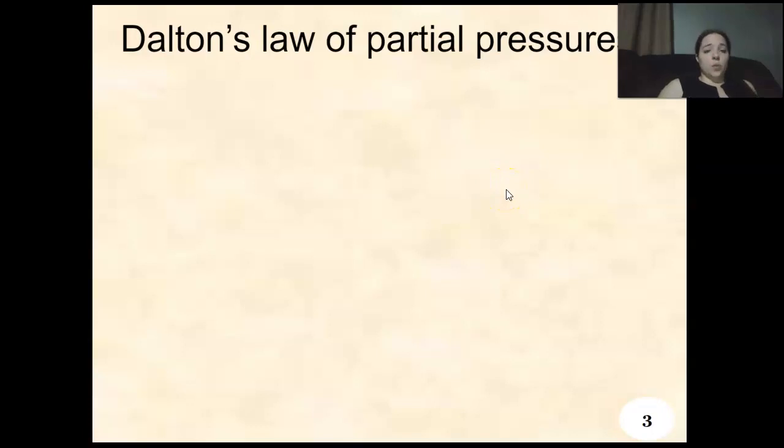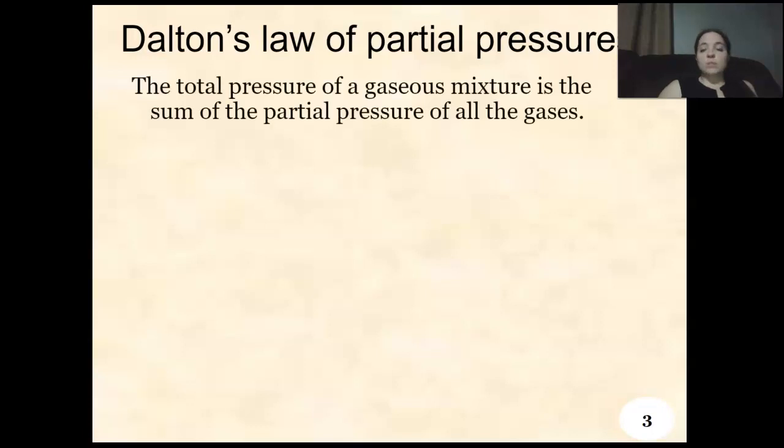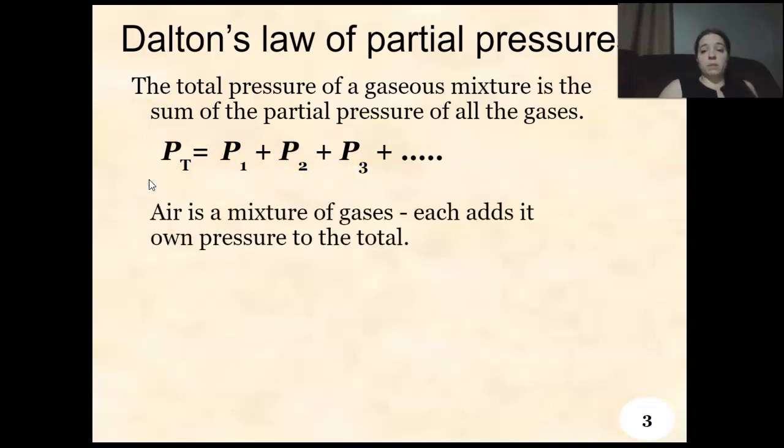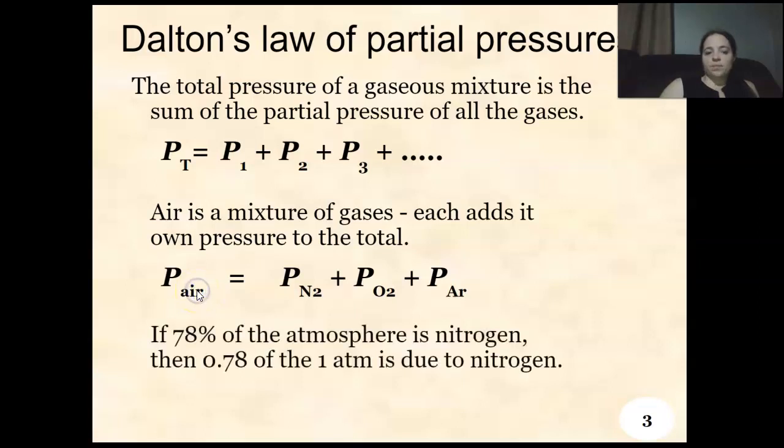Dalton's law, that's another one. It's partial pressures. This one's a real easy one, guys. The total pressure of a gaseous mixture is the sum of the partial pressures of all the gases, aka this pressure plus this pressure plus this pressure gives you the total pressure. Air is a mixture of gases. Each adds its own pressure to the total amount of pressure on us. For instance, nitrogen has its own pressure, oxygen has its own pressure, argon has its own pressure. When you add them all up together, you get the pressure of air, like what we have going on right now.